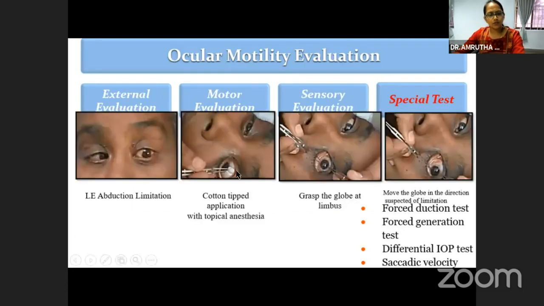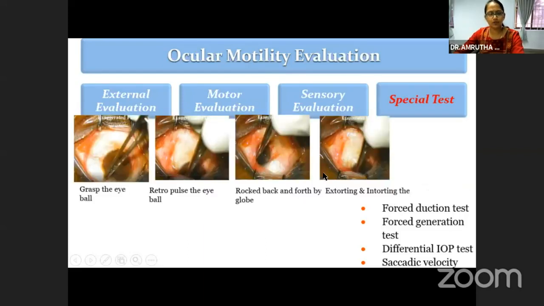So in a patient in an outpatient department, after application of topical anesthetic medication, use atraumatic forceps, hold the conjunctiva, grasp the globe and push the globe towards the direction where there is limitation of the movement. If a person succeeds in moving the eye in the direction of limitation, that means the FDT is negative. That means there is no restriction on the opposite side. If the person is not able to move the eye in the direction of limitation, then the forced duction test is positive. That means we are dealing with a restrictive pathology.